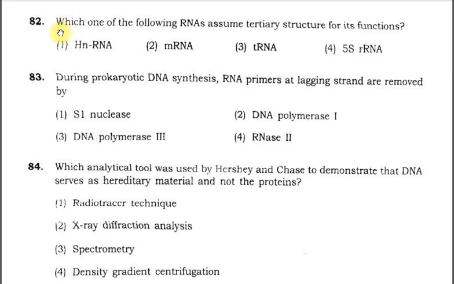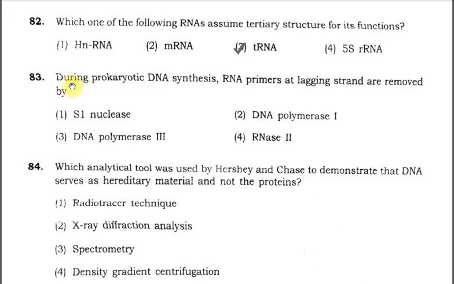Question number 82. Which one of the following RNAs assumes tertiary structure for its function? Option 1, hnRNA. Number 2, messenger RNA. Number 3 is the tRNA. Number 4 is the 5S ribosomal RNA. So the correct answer is option 3, transfer RNA. Transfer RNA has the clover leaf structure having the D and T loops.